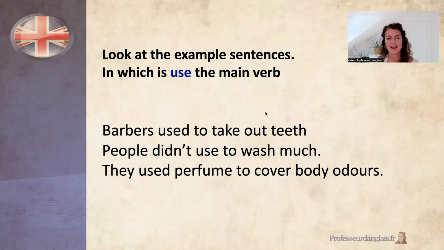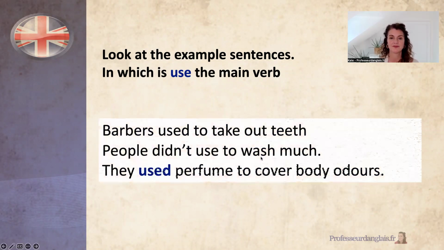Okay, now let's look at 3 sentences from the information we've just read. In which of these sentences is use the main verb? Barbers used to take out teeth. People didn't used to wash much. They used perfume to cover body odours. The last sentence has use as the main verb.